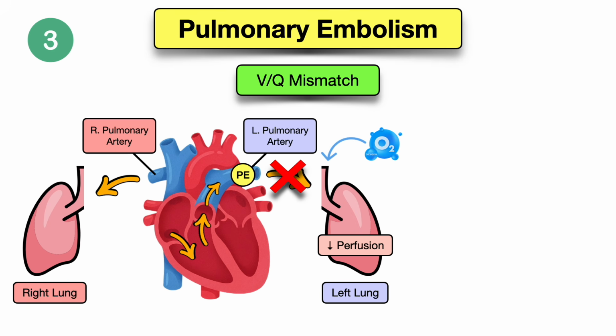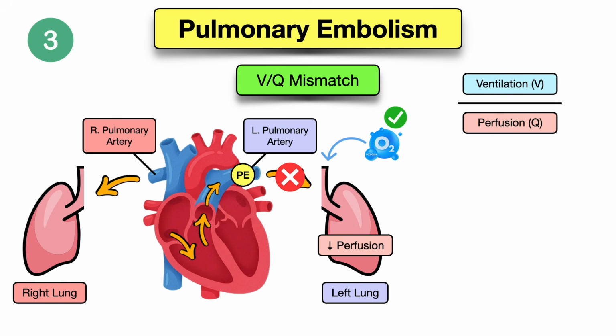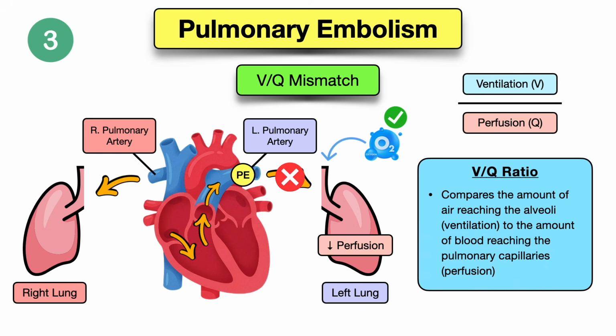However, the patient is still breathing in oxygen, so the left lung is still getting the oxygen, but the blood is not getting to the lung to receive the oxygen. This creates a ventilation perfusion, or VQ, mismatch. The VQ ratio compares the amount of air reaching the alveoli, which is ventilation, to the amount of blood reaching the pulmonary capillaries, which is perfusion. Simply put, it's the ventilation, or breathing, up top as the numerator, labeled V, and the perfusion, or blood flow, at the bottom as the denominator, labeled Q. When the balance is disrupted, this leads to a VQ mismatch.